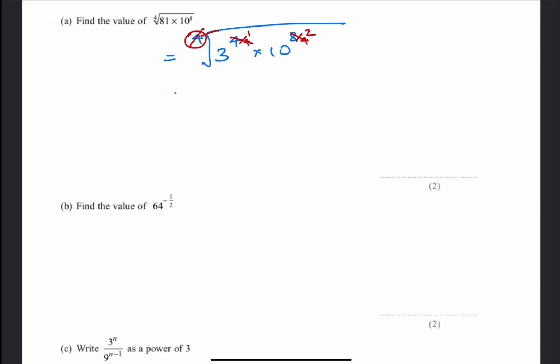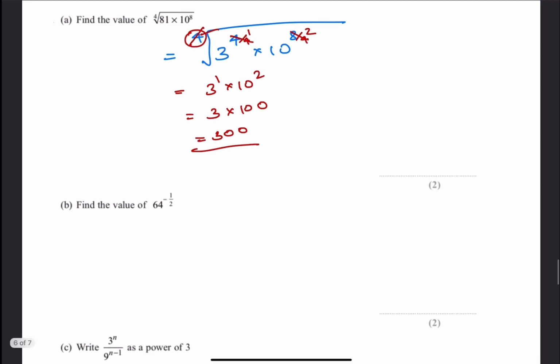And the square root goes away, by the way. 3 to the power 1 times 10 to the power 2. 3 to the power 1 is 3. 10 to the power 2 is 100. So my answer is 300. I don't know the negative of it, so I could just do the positive one.